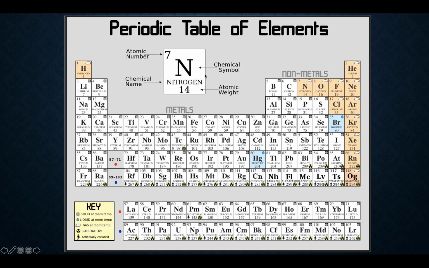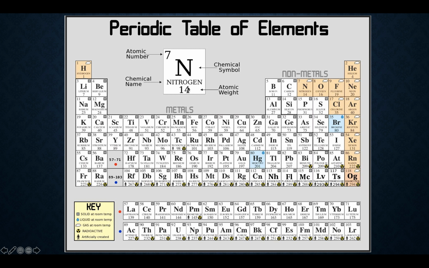So let's look at nitrogen here. We've got the N, which is the symbol for nitrogen. And then we have these two numbers. Up in the top left, we have the atomic number. And then at the bottom, we have something called the atomic weight. The atomic number is the number of protons in the nucleus for this particular element. So nitrogen has 7 protons.